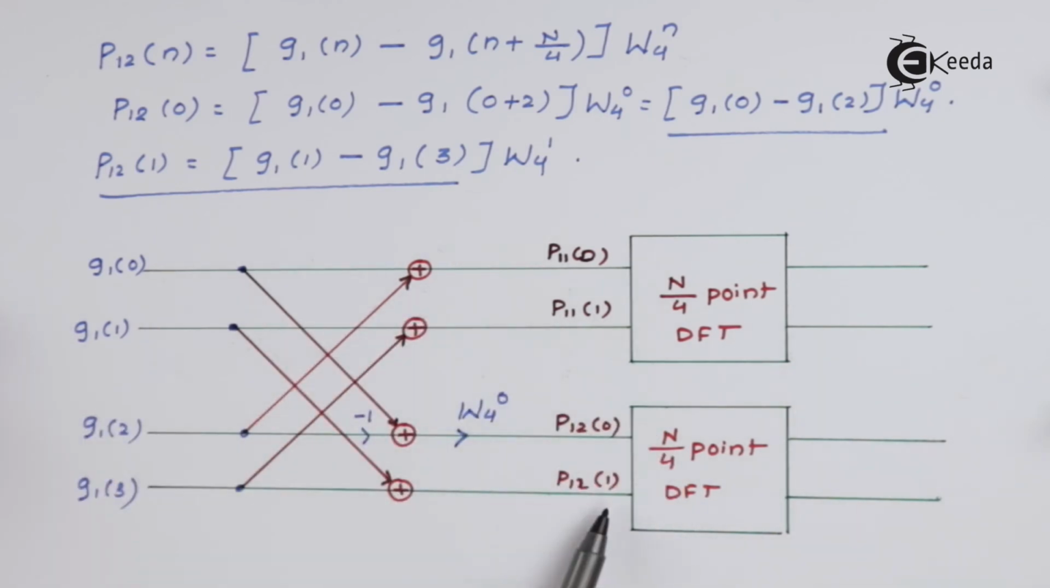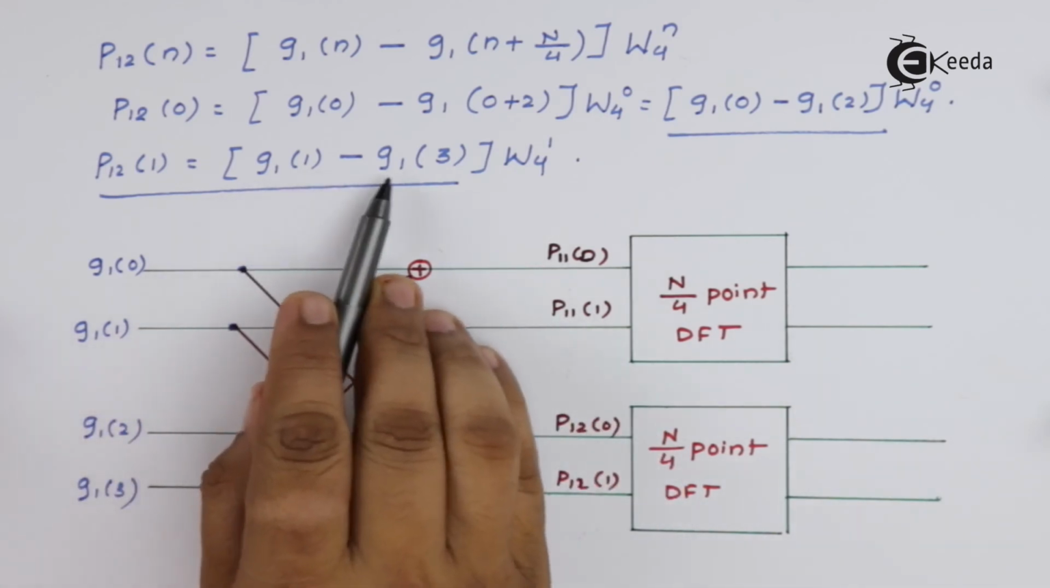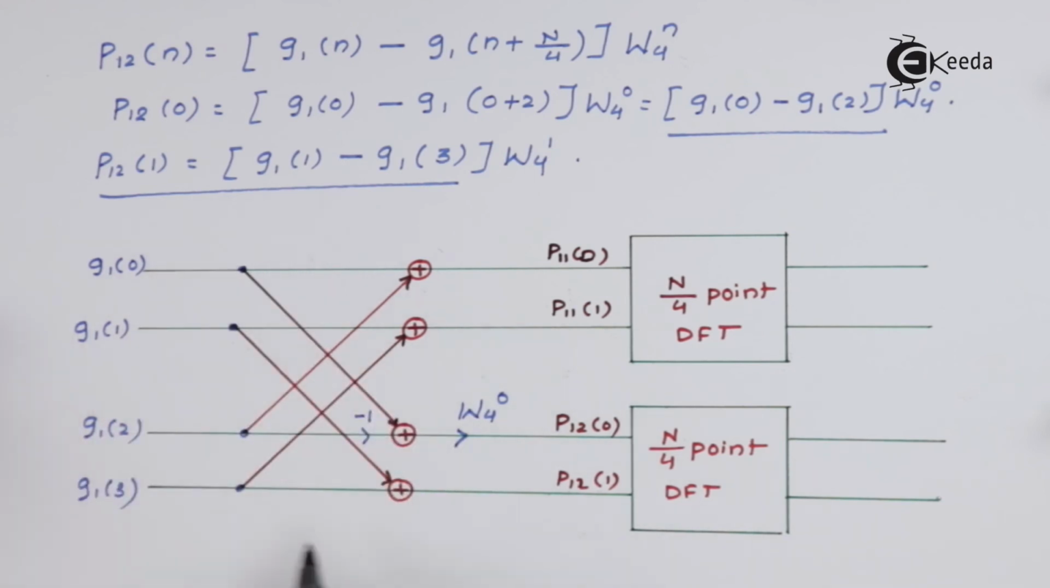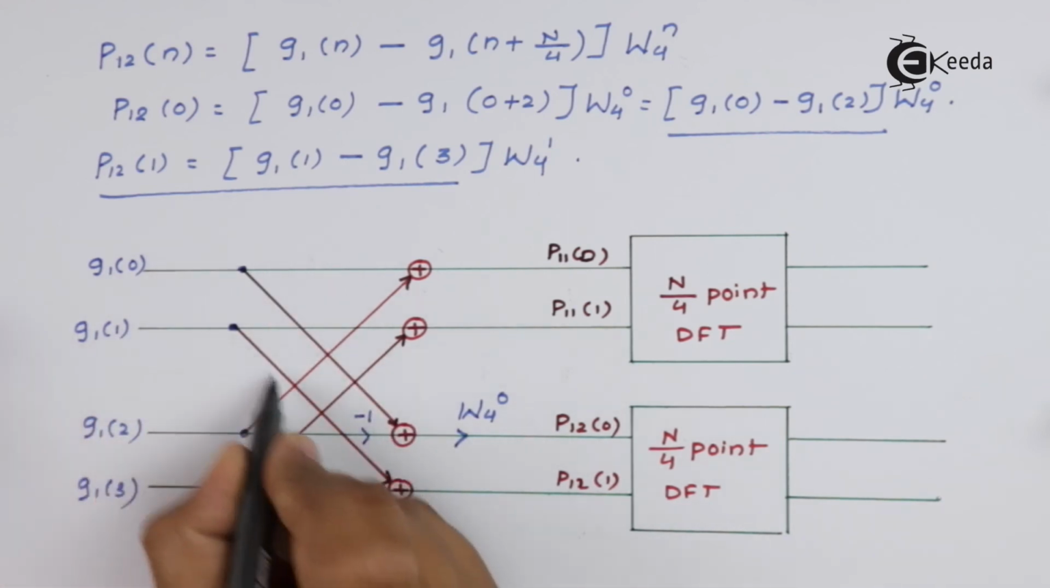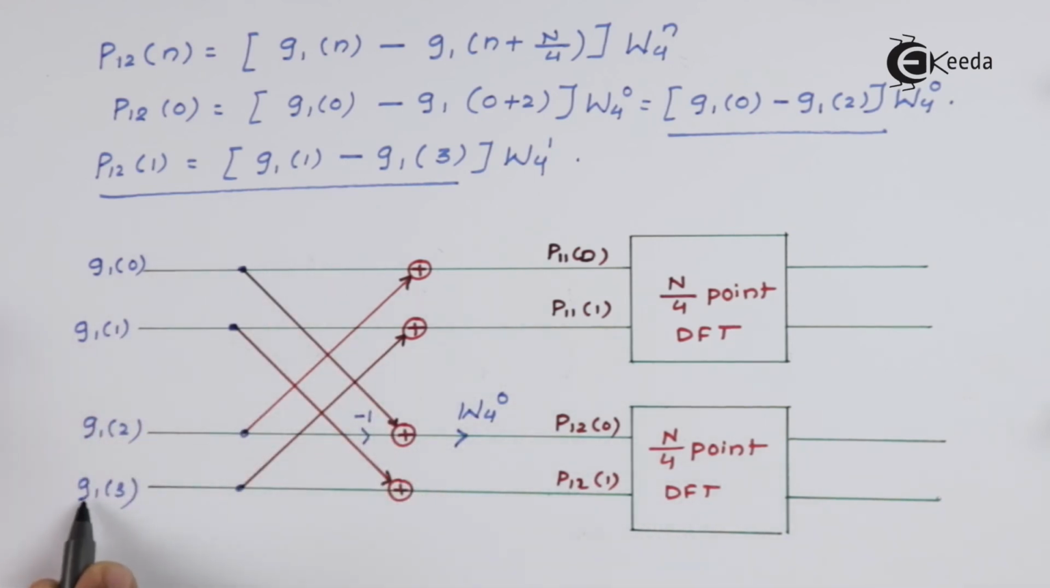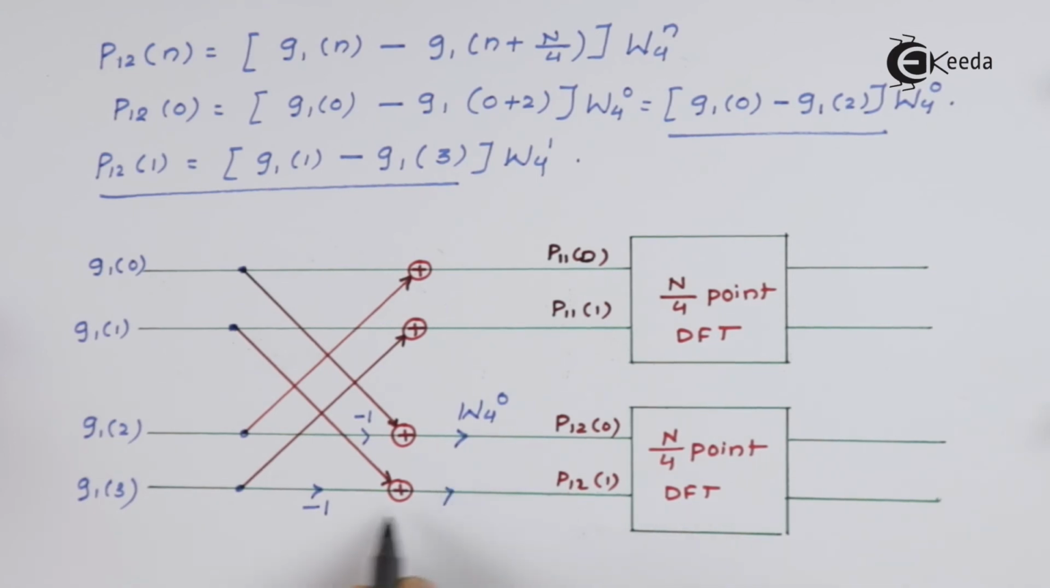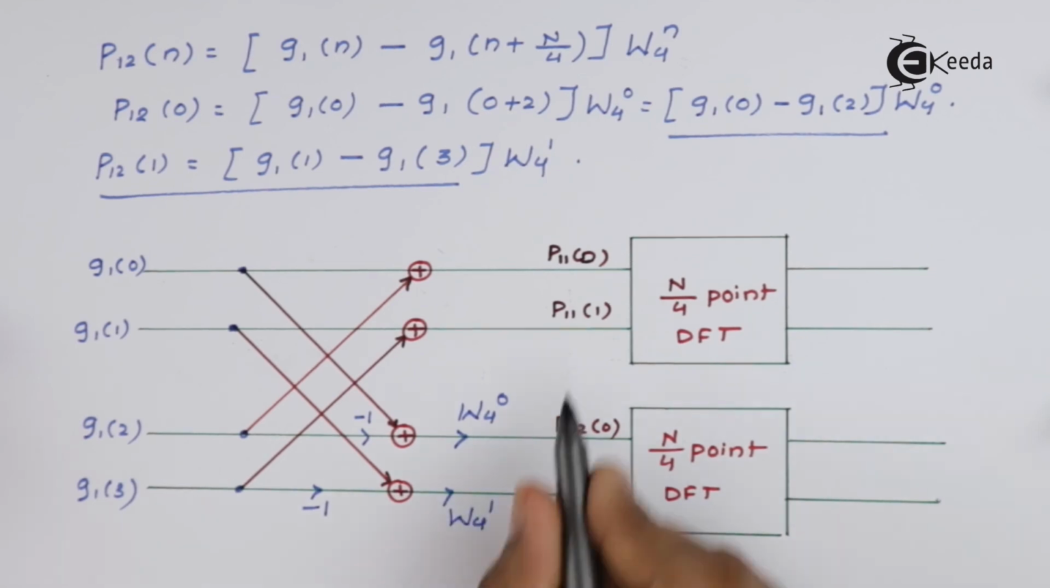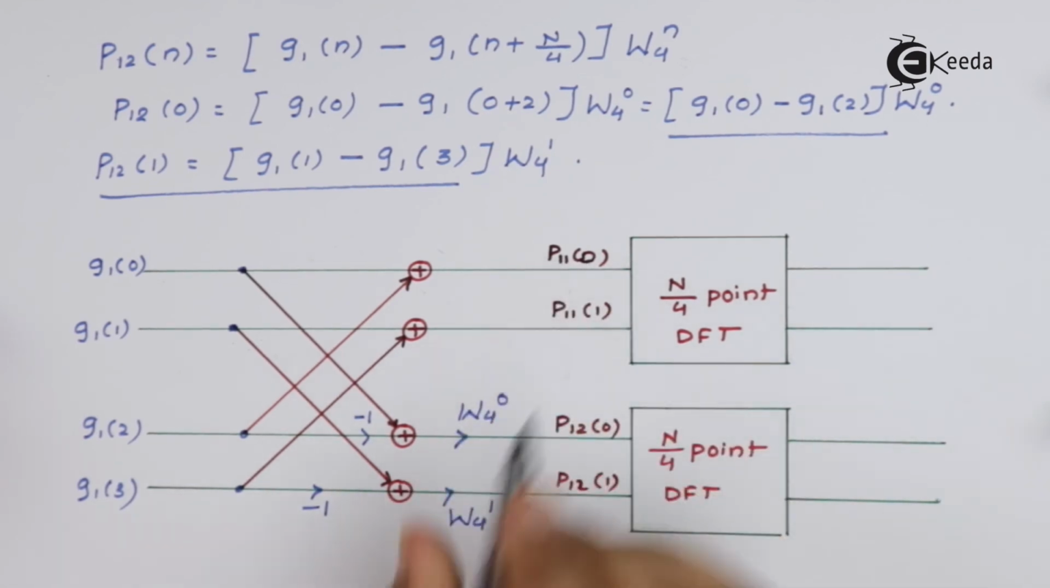Similarly, p12 of 1 is nothing but the subtraction between g1 of 1 and g1 of 3. So this g1 of 1 will be added with g1 of 3, but this g1 of 3 will carry the minus sign, it means we'll multiply it by minus 1, and this whole calculation is multiplied by omega 4 raised to 1.